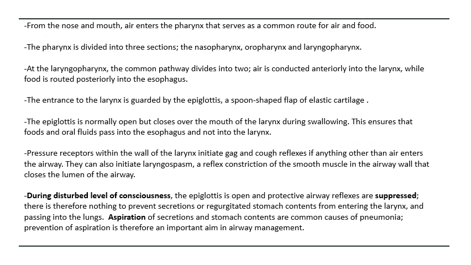During a disturbed level of consciousness, the epiglottis is open and the protective airway reflexes are suppressed, so there is nothing to prevent secretions or regurgitated stomach contents from entering the larynx and passing into the lung. Aspiration of secretions and stomach contents is a common cause of pneumonia. Prevention of aspiration is therefore an important aim in airway management.